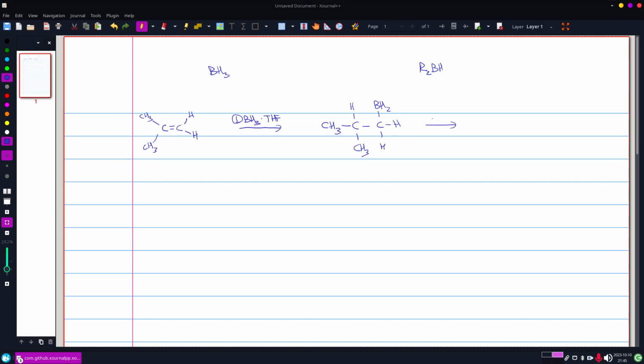Now, we're going to react that with our step where it takes some hydrogen peroxide and some base, OH negative, and all that does is rip off that BH2 and put an OH in its place. But the direct result is a syn addition of water, HOH.